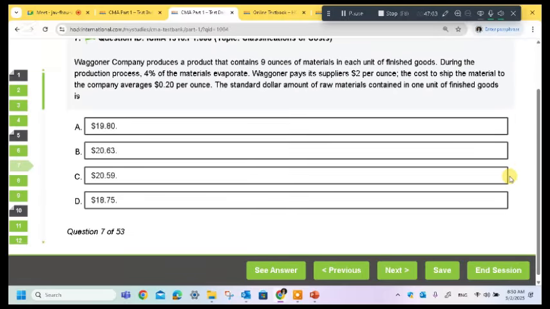Wagoner company produces a product that contains 9 ounces of materials in each unit of finished goods. During the production process, 4% of the materials evaporate. Wagoner pays its suppliers $2 per ounce. The cost to ship the material to the company averages 0.2 per ounce. The standard dollar amount of raw material contained in 1 unit of finished good is?